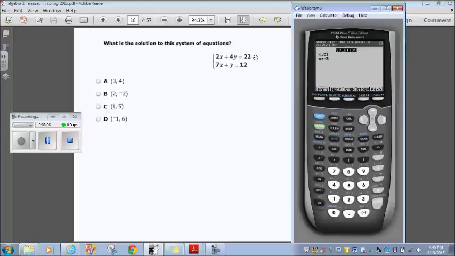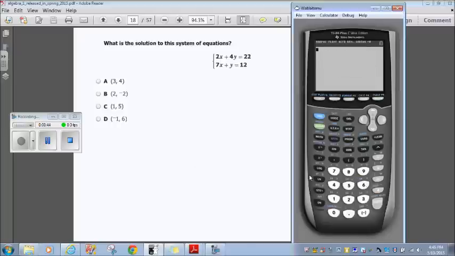And we can just test it. So 2 times 1 is 2, 4 times 5 is 20, plus 2 is 22. That works. 7 times 1 is 7, plus 5 is 12. There you go. Okay, so again, let me go back to the main here. The polynomial root finder and the simultaneous equation solver can definitely help you answer the multiple choice questions. This is not going to help you on any fill in the blank or any drag and drop questions.